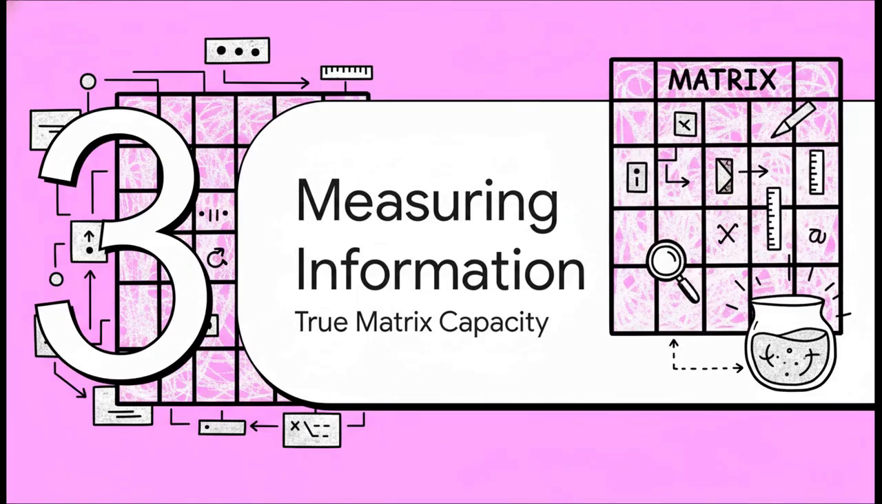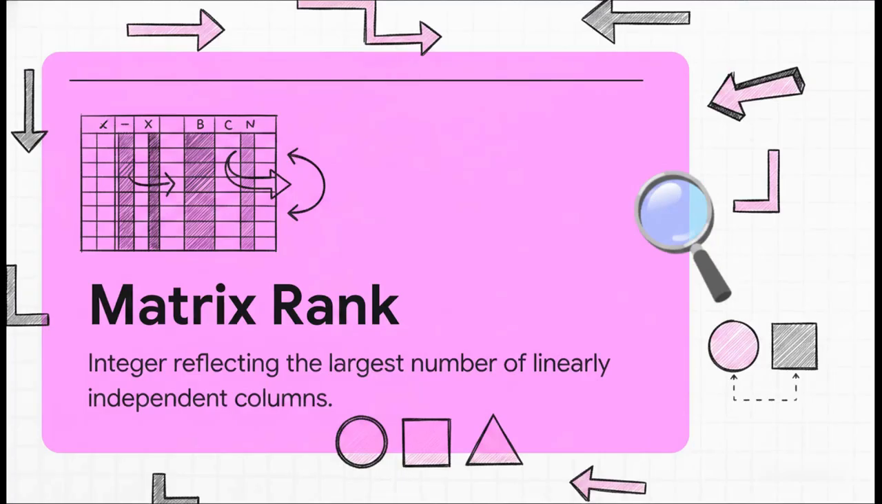All right, let's hit section 3, measuring true information, or the actual capacity of our matrix. This brings us to matrix rank. Look, having a spreadsheet with 1,000 columns absolutely does not guarantee you have 1,000 dimensions of actual information. If your columns are just scaled copies of each other, they are completely redundant. Rank is a unique integer that counts only the uniquely independent columns. It essentially tells you the true, non-redundant payload of your data.